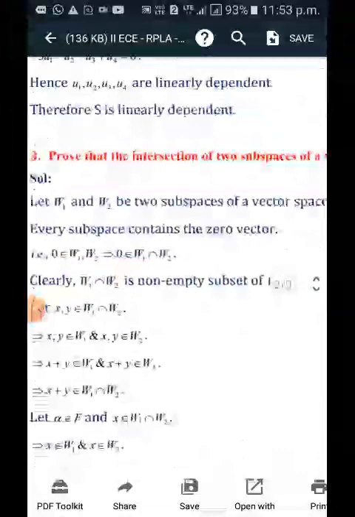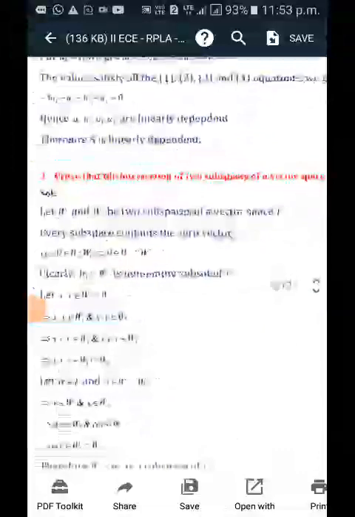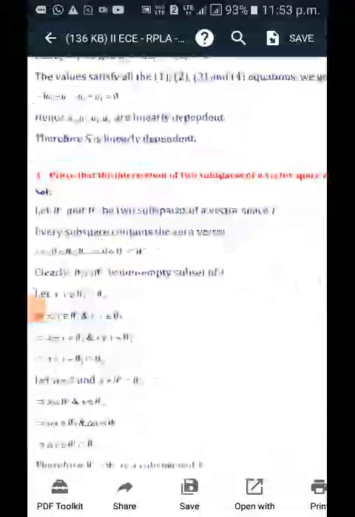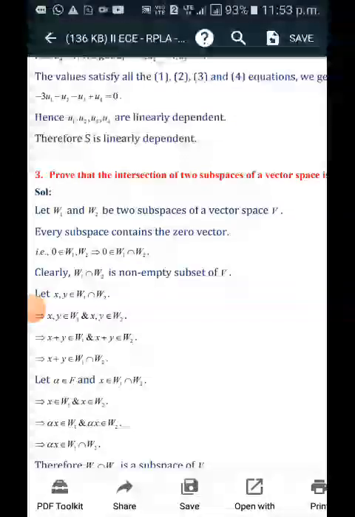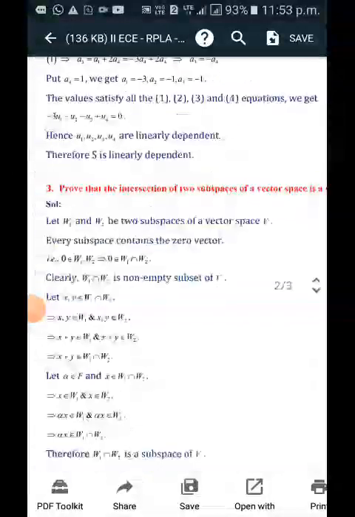Next one, a very important theorem. Prove that the intersection of two subspaces of a vector space is also a subspace. That is a theorem.